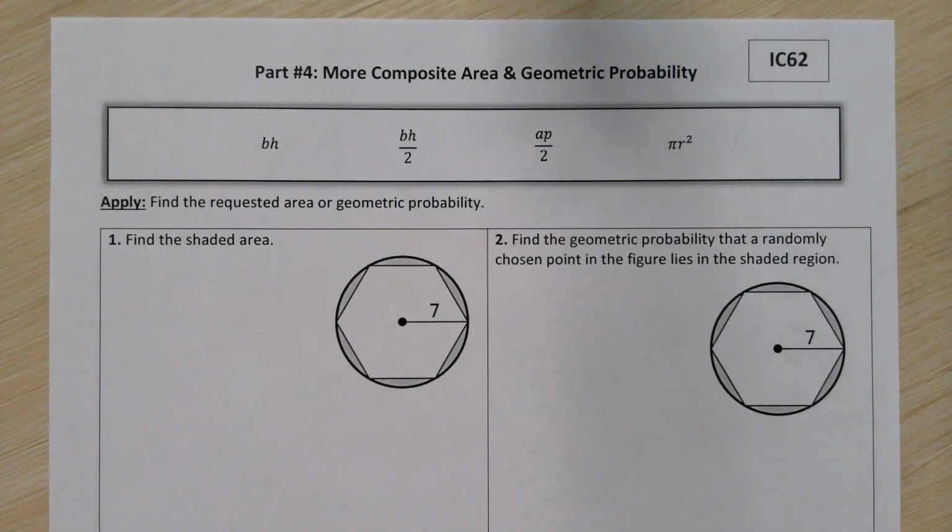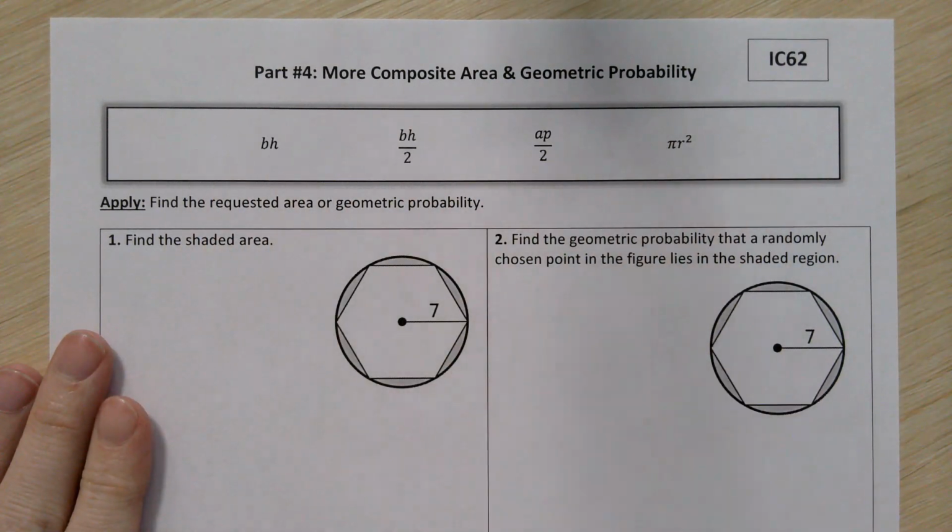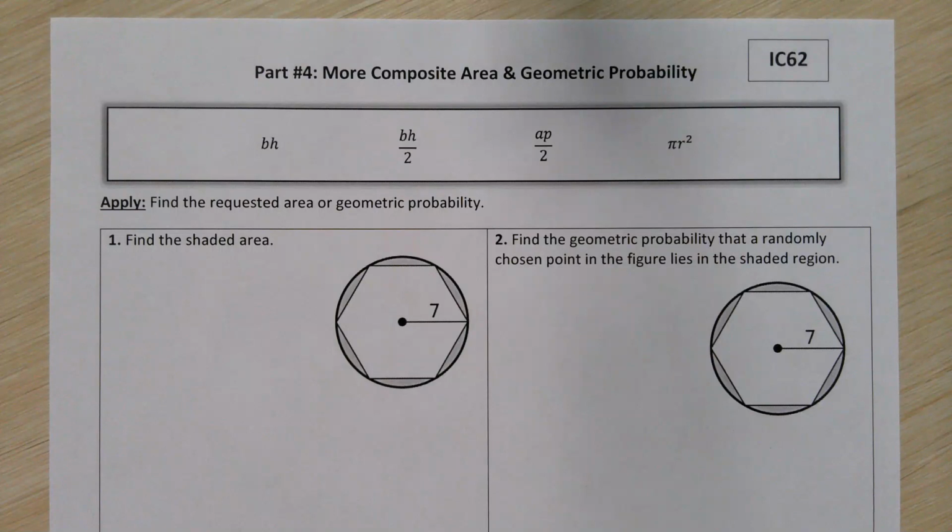For today's notes, you will need IC62, which should be part 4. We're going to talk more about composite area and geometric probability today, now that we've made it through standard 14 and we've learned about all of our different shapes. This box at the top of the page is an example of what you will have available to you on your assessment resource card when you take this assessment in class.